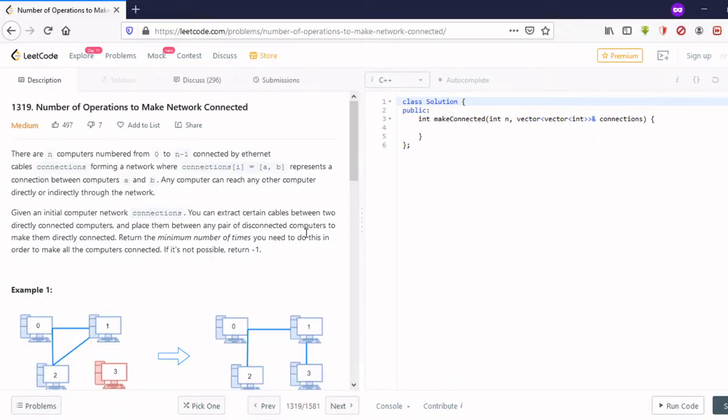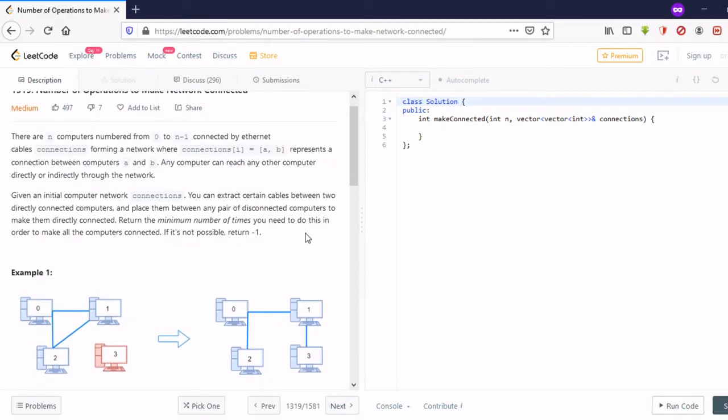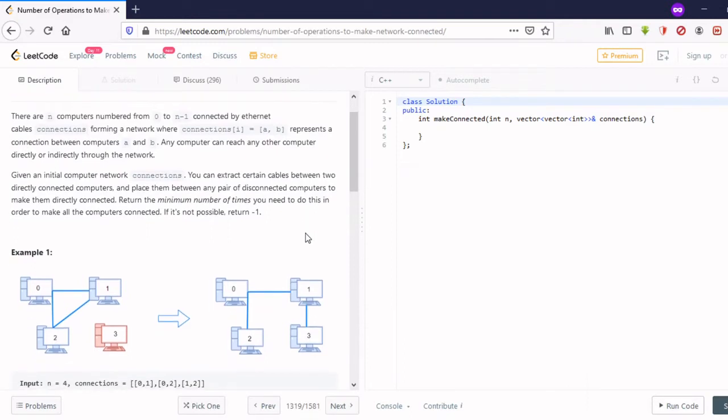In this video, we are going to talk about problem 1319, Number of Operations to Make Network Connected, from LeetCode. As you have read the question, basically in this question, we are given a few disconnected components of a graph. Our task is to connect all of them in the minimum number of steps.